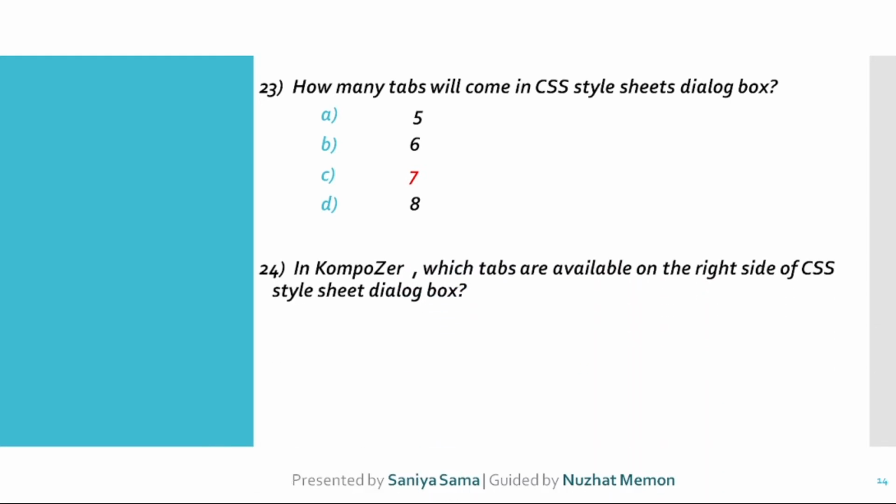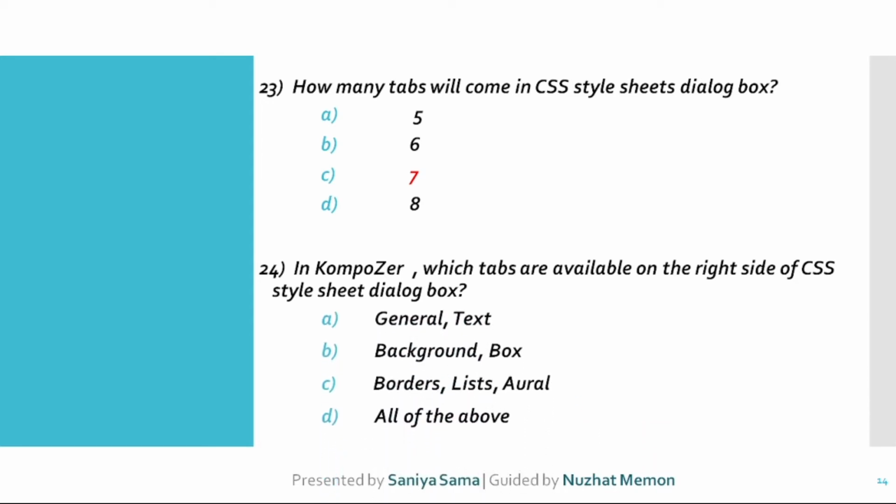24. In KompoZer, which tabs are available on the right side of CSS style sheet dialog box? Option A, general, text. Option B, background, box. Option C, borders, lists, aural. Option D, all of the above. The answer is all of the above.